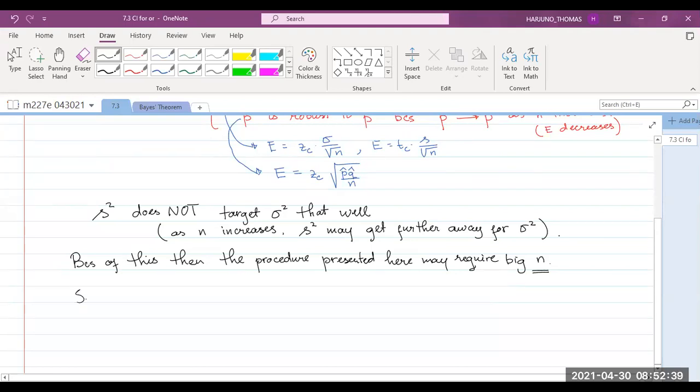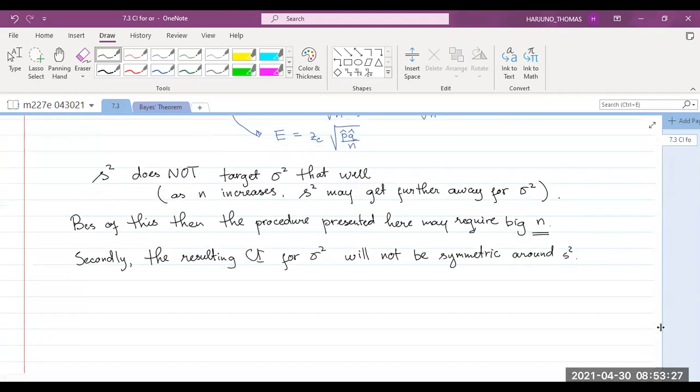Secondly, since the sample variance does not target sigma squared that well, the resulting confidence interval for population variance will not be symmetric around S squared. So you see, here's the thing.